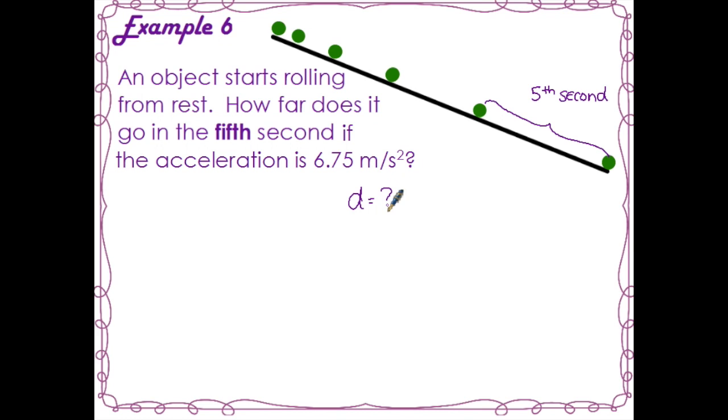So what I know for this problem is I'm looking for the distance. I know the acceleration the whole time on the ramp is 6.75. And I know the time is 1 second. Remember, there to there represents the 5th second, just 1 second, the 5th one. And then I need something else on my list. I can't solve it with just 3 things. Any ideas?